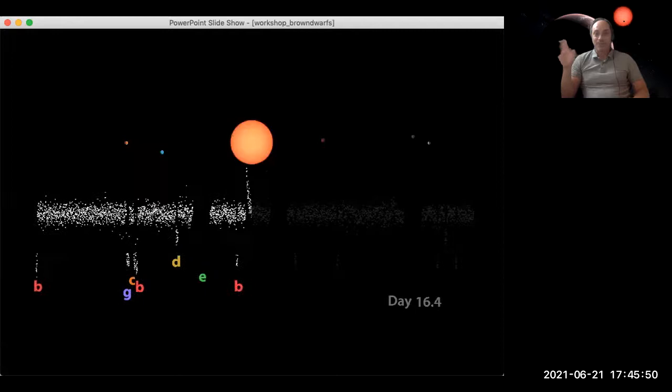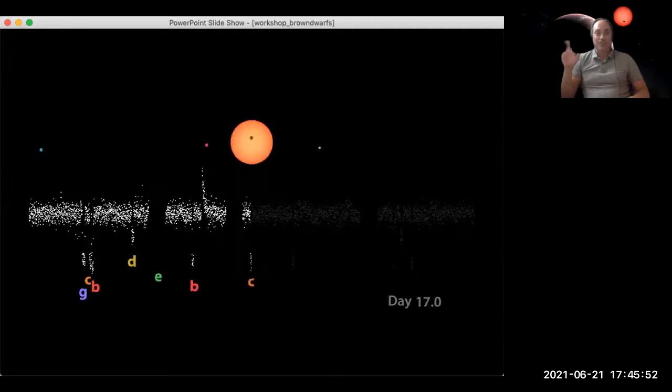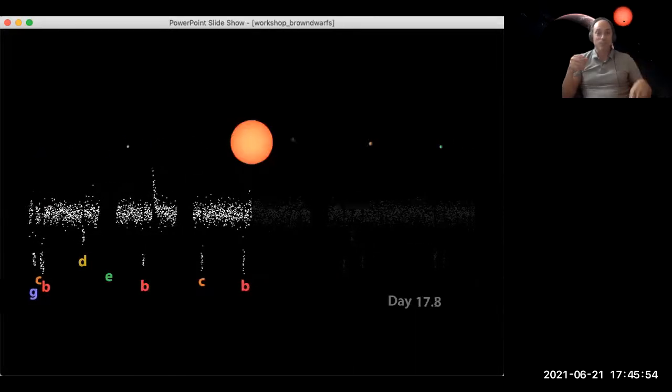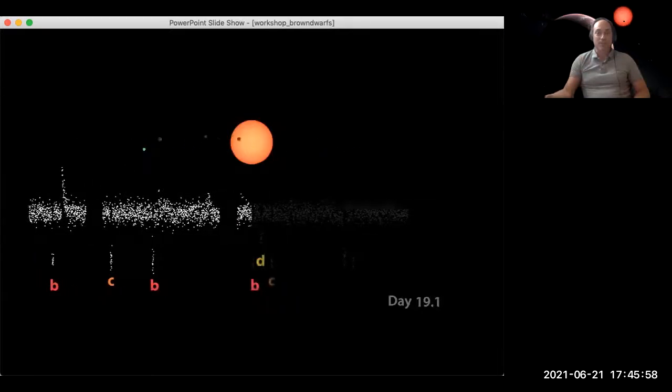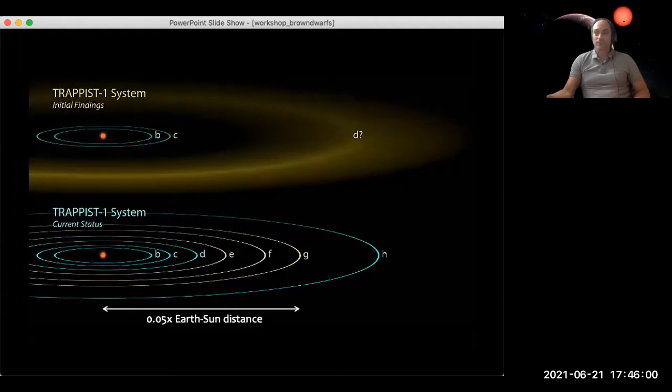And to this day, I don't think there's been another system that's discovered this many terrestrial-sized worlds around another star, except for TRAPPIST-1. It's still one of the most exciting planetary systems that we know about. So this is what we thought it was back in 2016. This is what we discovered it was just a year later.